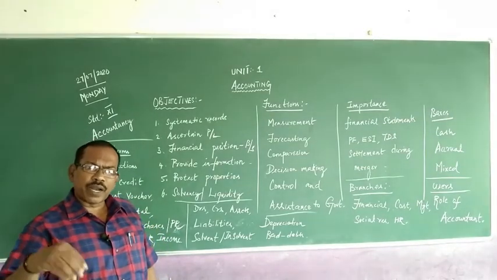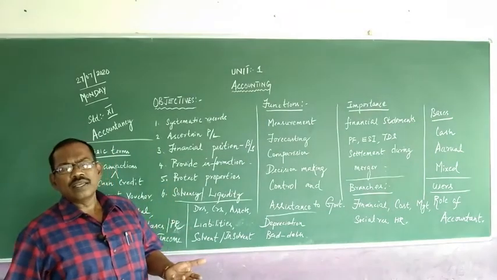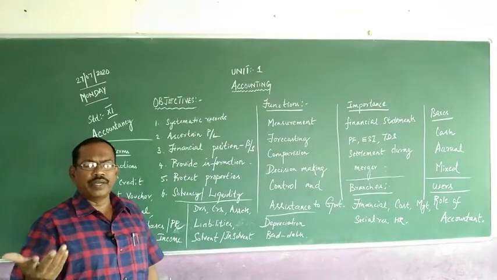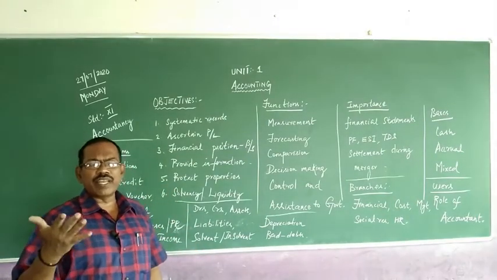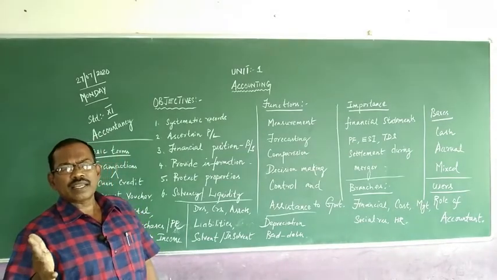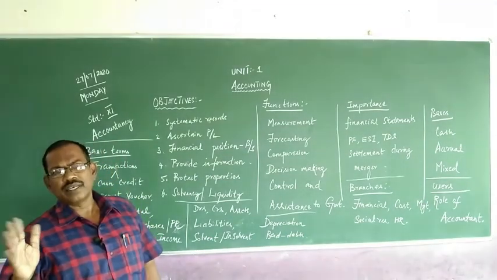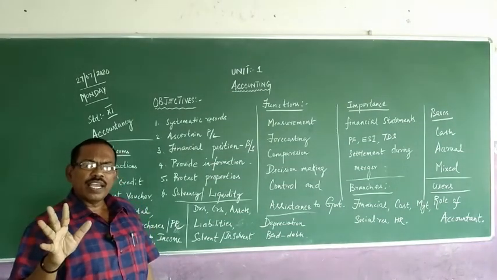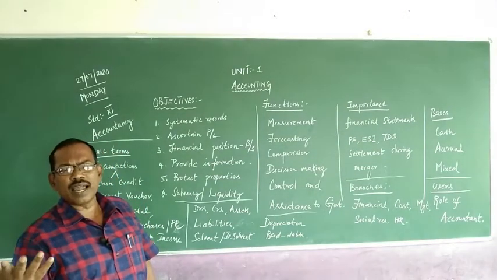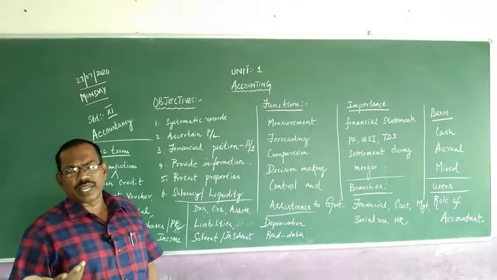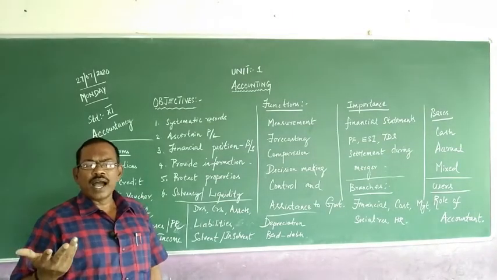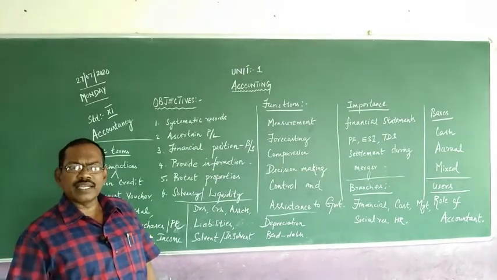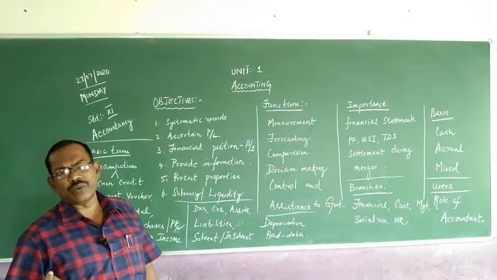Anything that can be converted into cash the moment you think of it, in accountancy we call it liquid. So liquidity is very important. For example, cash is a liquid asset. Jewelry is a liquid asset. If you have jewelry, immediately you can go and pledge or sell it and get it converted into cash. So it is highly liquid. Cash in hand is highly liquid. Cash at bank is highly liquid.